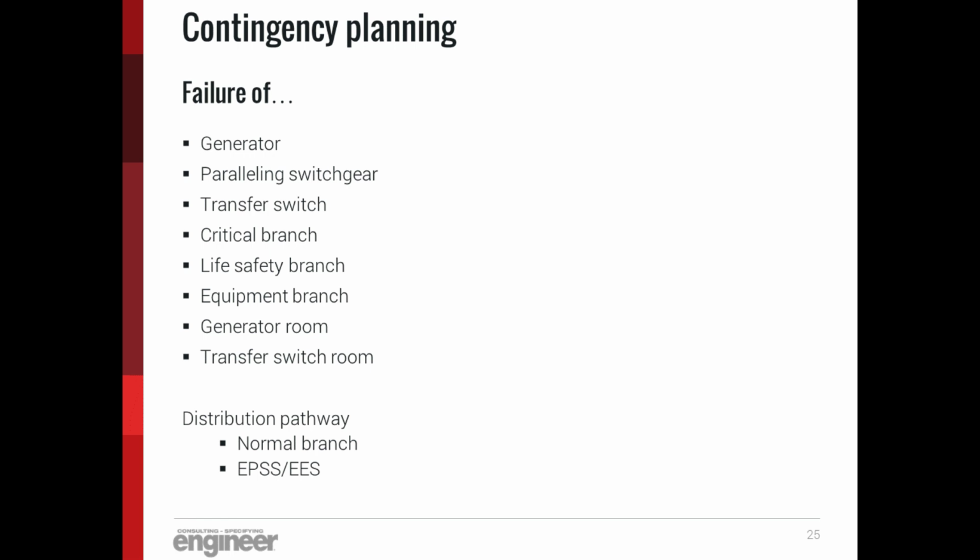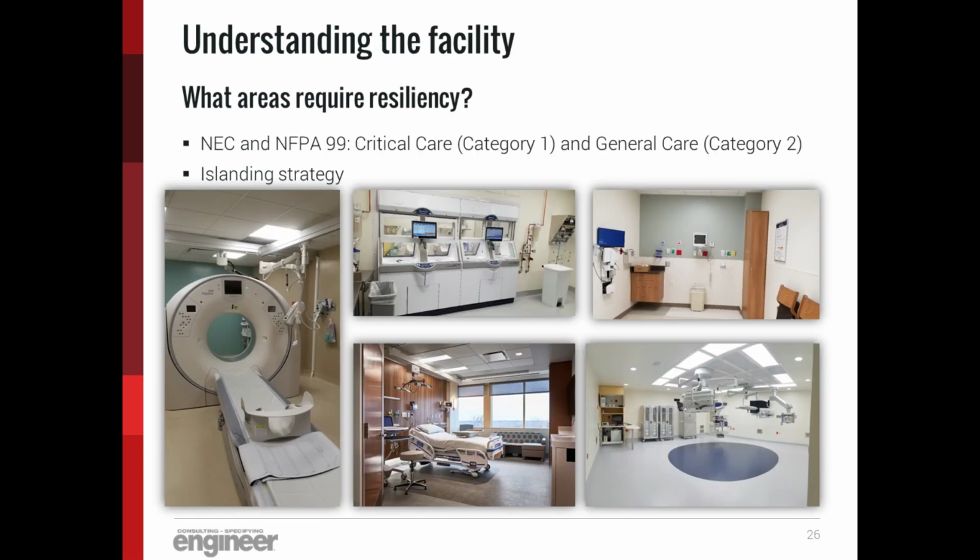Or the distribution pathway itself, whether the distribution pathway is from a generator to a paralleling gear, from a paralleling gear upstairs in a high-rise building, from a transfer switch up to the distribution panel. Any one of those distribution pathways can fail. And with that all in mind, there's a lot. Basically, those are the things that need to be taken into account.